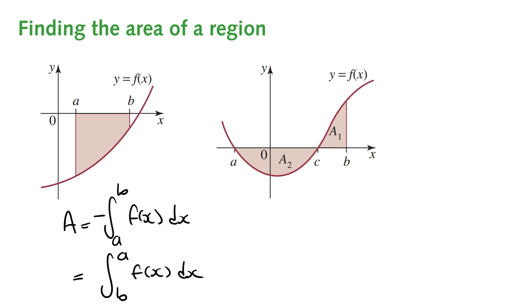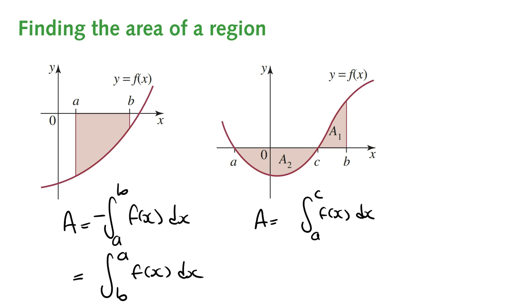Looking at the second graph, what if the area of the region required was a combination of areas above and below the x-axis? In this case, you need to calculate each region by a separate integral: one for each area above the x-axis and one for each area below the x-axis, and then add the areas together. And so the area for the region of the second graph can be written as the integral from a to c of the function f of x dx.